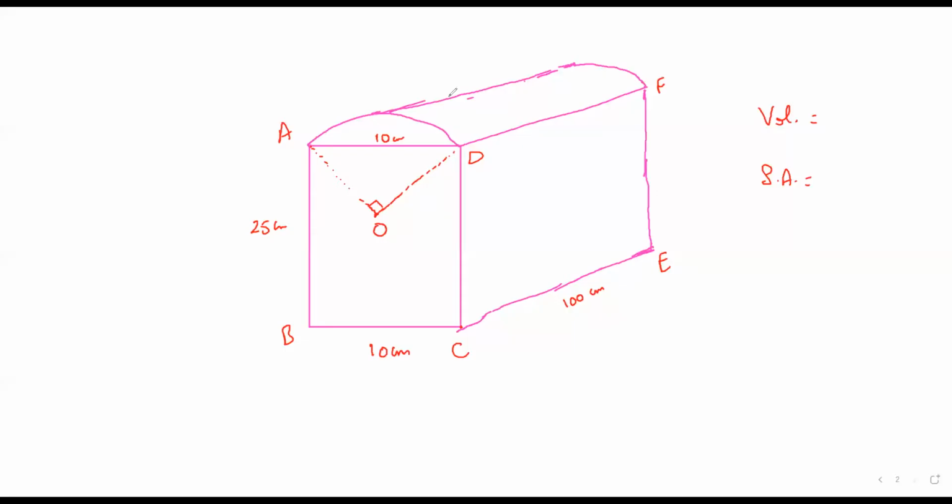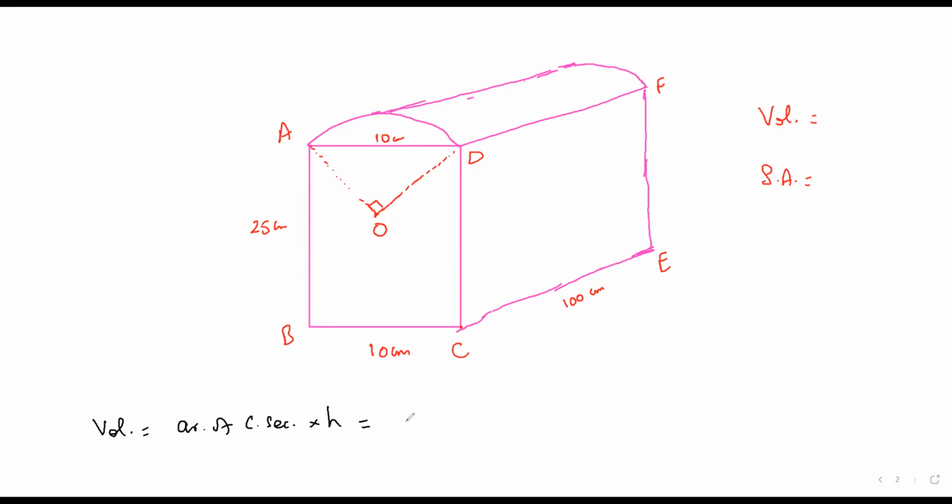Let me help you people. First of all, when you have to find the volume, remember the formula for the volume is the area of cross section times the height. Now you have to see what the cross section is. The cross section is this front face over here, which is going up to this point E and F here. The cross section comprises a rectangle plus a segment.